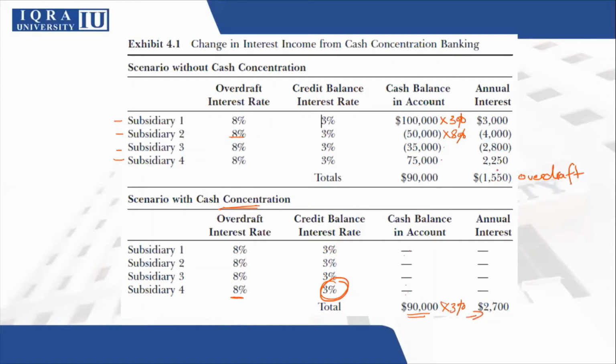So from scenario 1, in which you were paying for an overdraft, you have actually gone into a positive interest income simply by merging all of your account balances, because now you don't have to take the overdraft from the bank. Instead, you're using your positive cash balances of 100,000 and 75,000 to pay for these two overdrafts of subsidiary 2 and subsidiary 3. So you can see that cash concentration is very beneficial for large organizations that have a treasury department to use this technique.